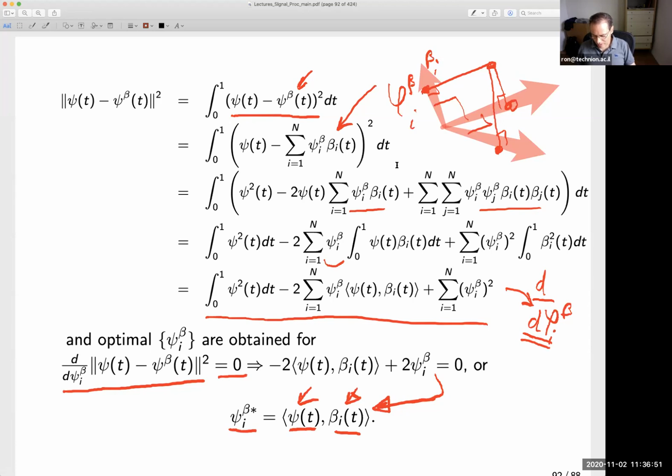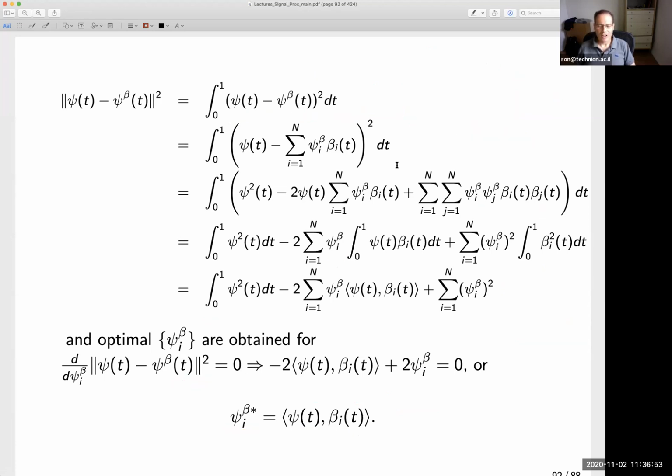Okay, so if we had the luxury of having a set of functions beta i's, n of them, and we would like to represent our psi functions as linear combinations of these betas, then the optimal way to do that would be to project our function onto this orthogonal set, onto this family.